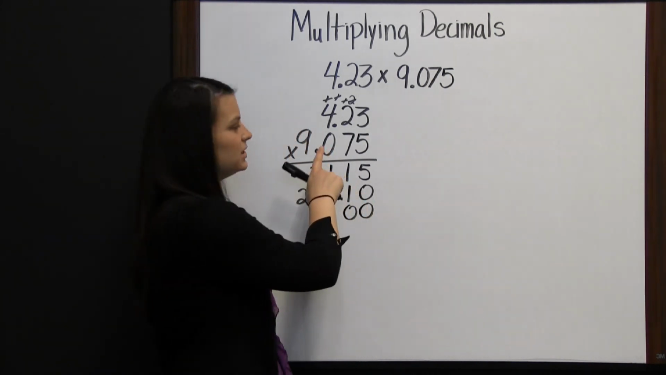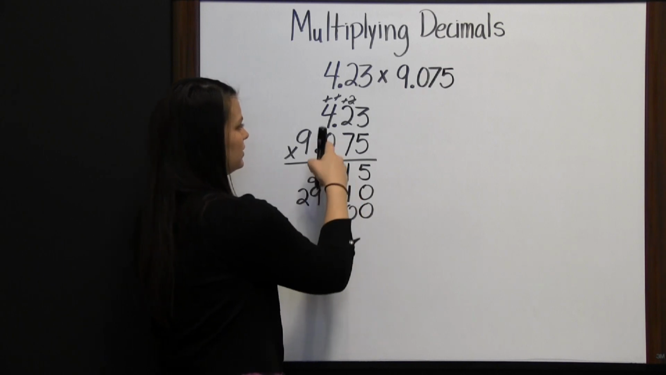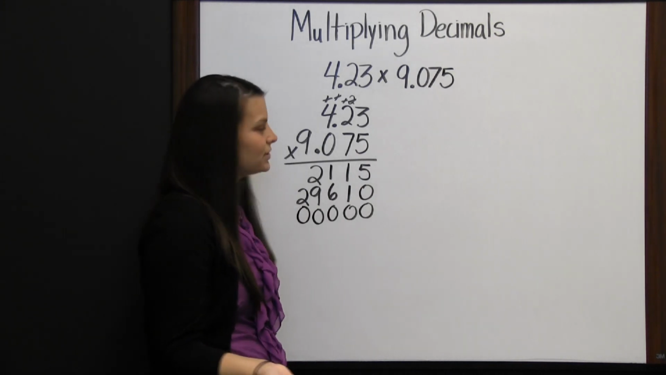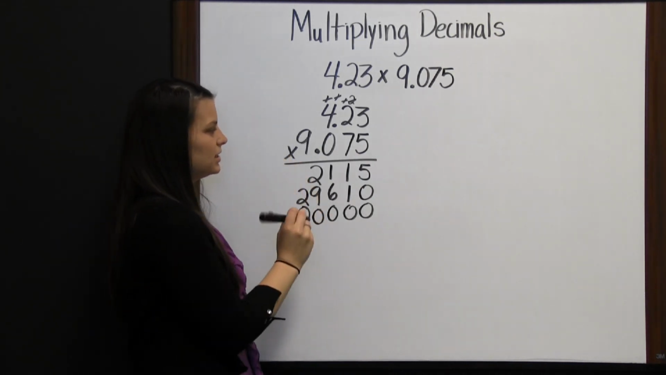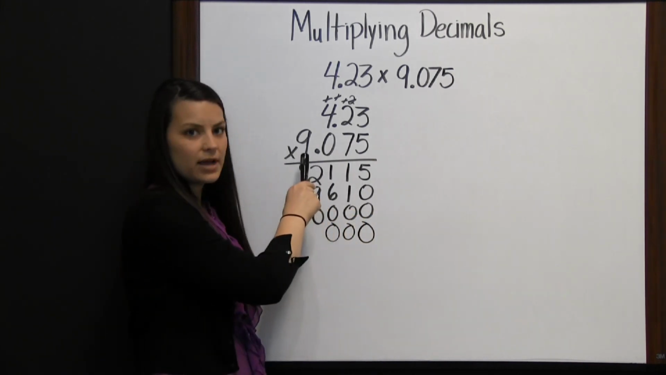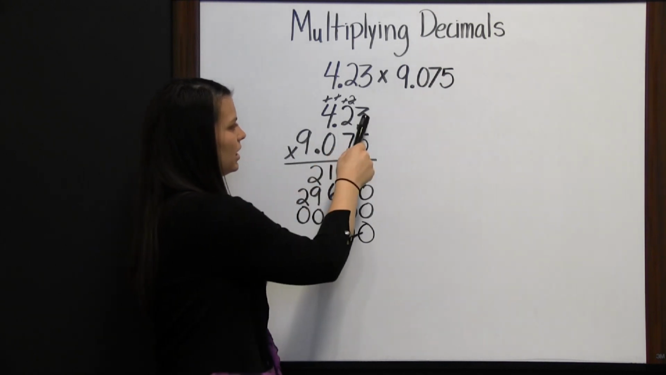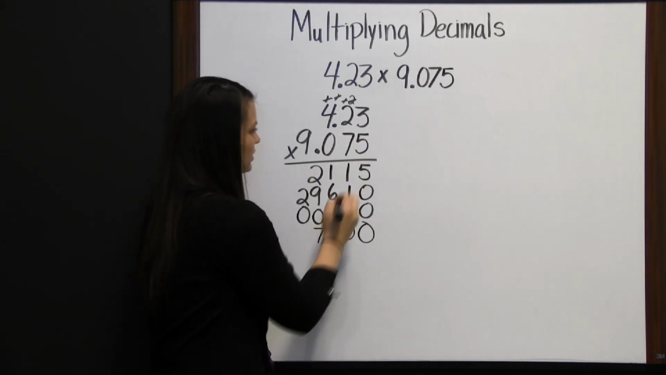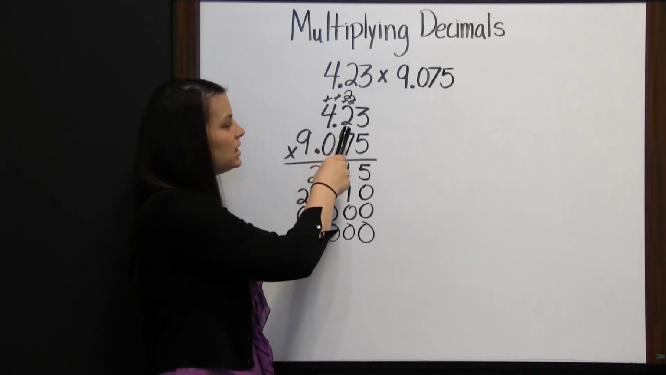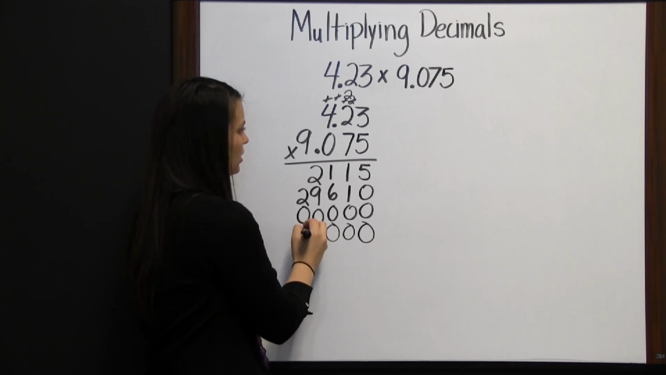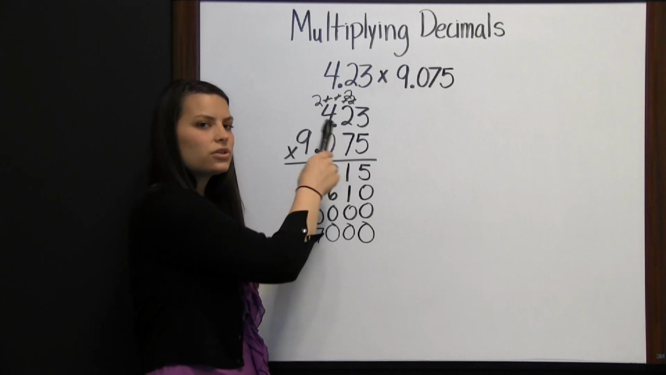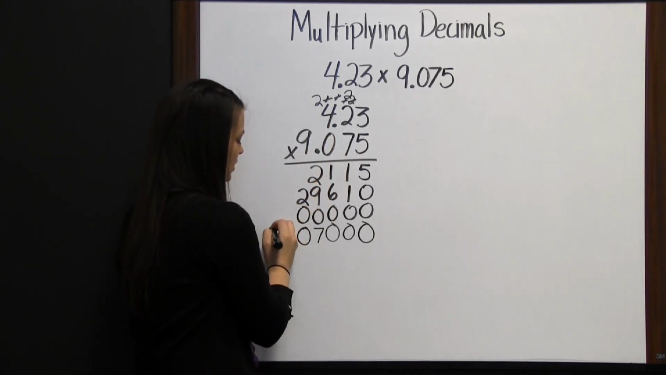Then we need 2 zeros for placeholders. And when we multiply times 0, 0 times 3 is 0, 0 times 2 is 0, and 0 times 4 is 0. We just get a line of zeros. So moving on to our last digit, now we need 3 zero placeholders before we multiply times 9. 9 times 3 is 27. Write the 7, carry the 2. 9 times 2 is 18, plus 2 is 20. Write the 0, carry the 2. 9 times 4 is 36, plus 2 is 38.